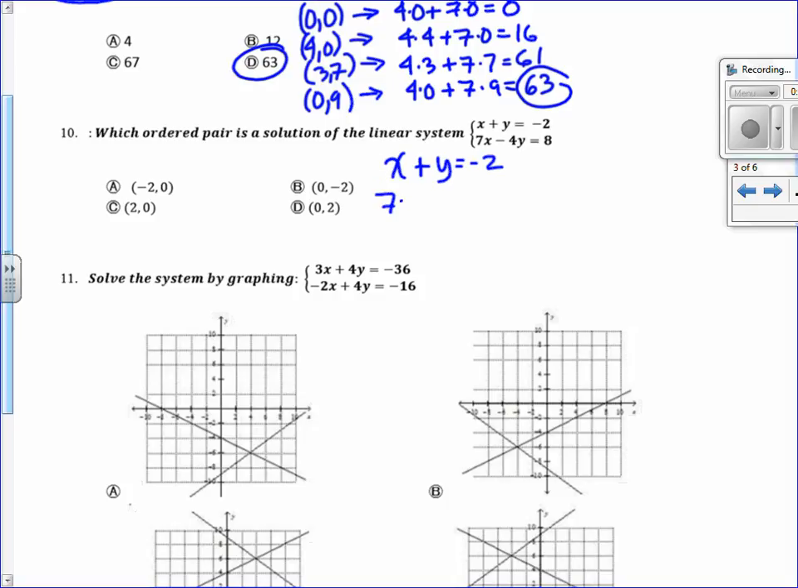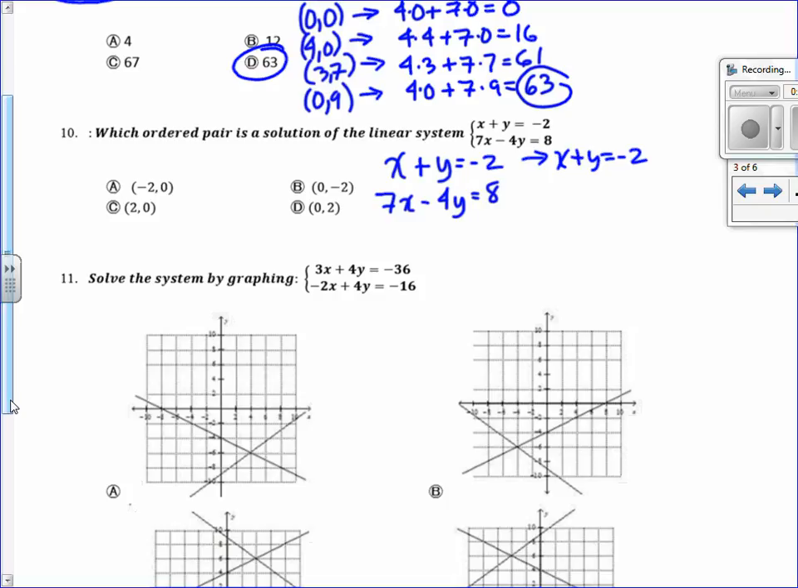You could work backwards by testing each ordered pair. Oh my gosh, that's so much work. I think what I'm going to do here is solve by substitution. So I'm going to take this equation here, x plus y equals negative 2.